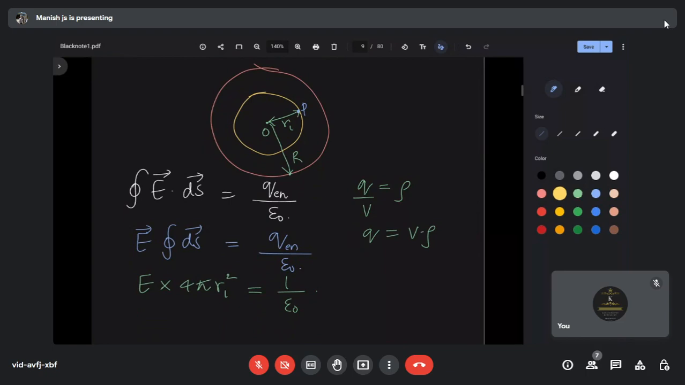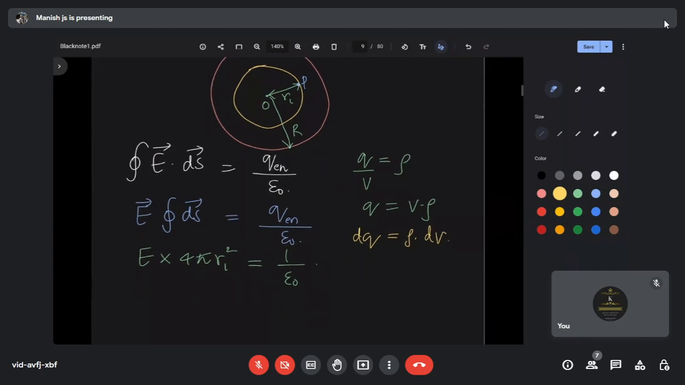Okay. Rho is what? Volume charge density, isn't it? So accordingly, rho is constant. So you can write dq is equal to rho into dv, when you go for a differentiation on both the sides. So dq is equal to rho dv. So this we can use.